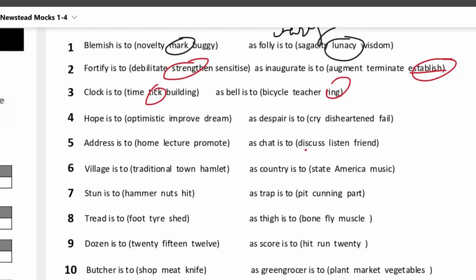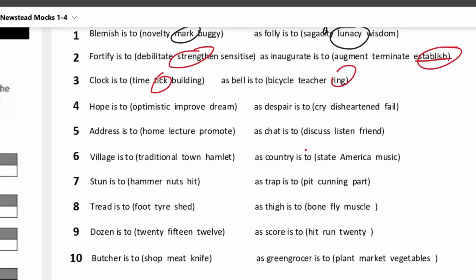Question 4, these are words to describe this noun. If someone has a lot of hope, they are optimistic. It's not exactly dreaming, because dreaming has more of a sense of, oh, it might never happen because it's just a dream, but hope is generally associated with optimism. And then despair, if someone has a lot of despair, they are disheartened. That's an adjective to describe someone who has a lot of despair.